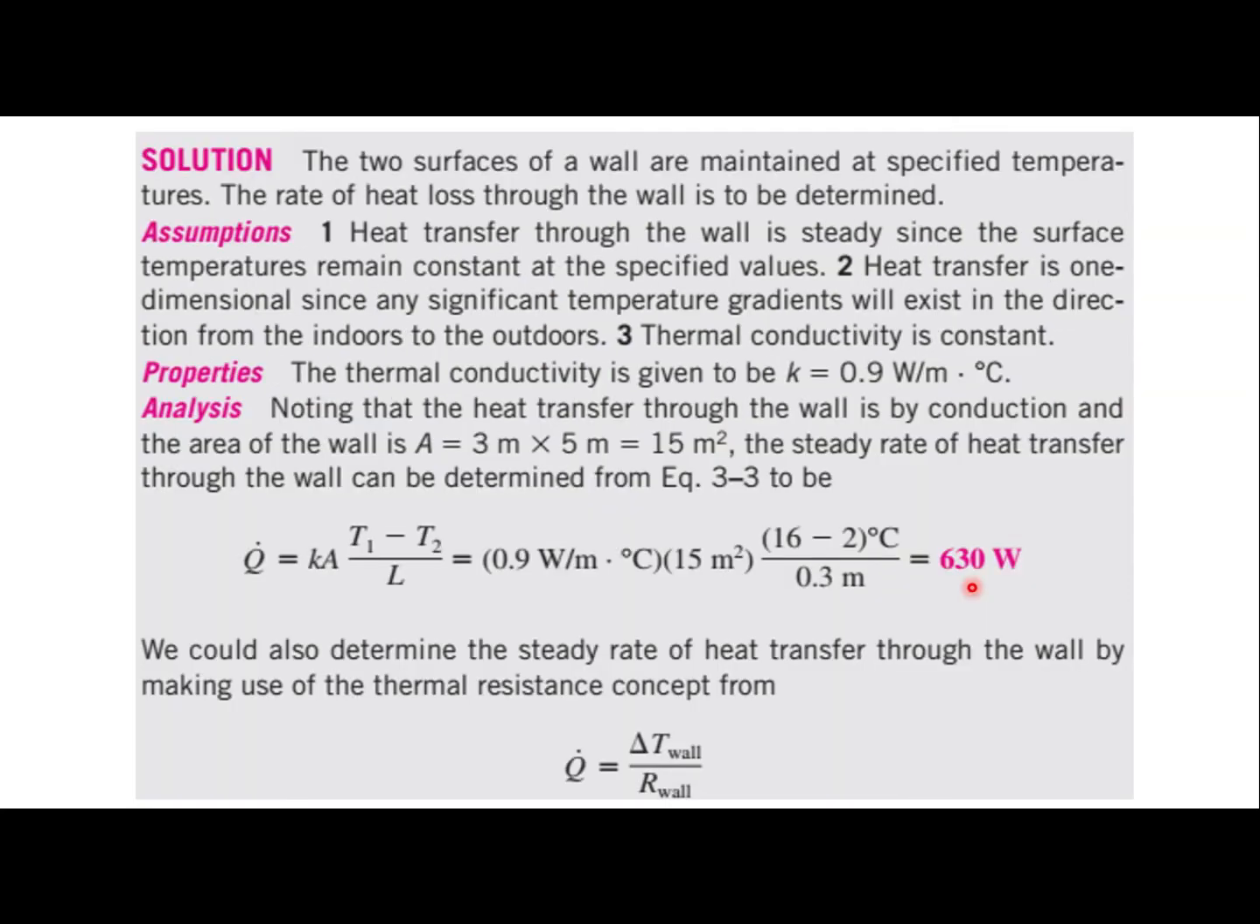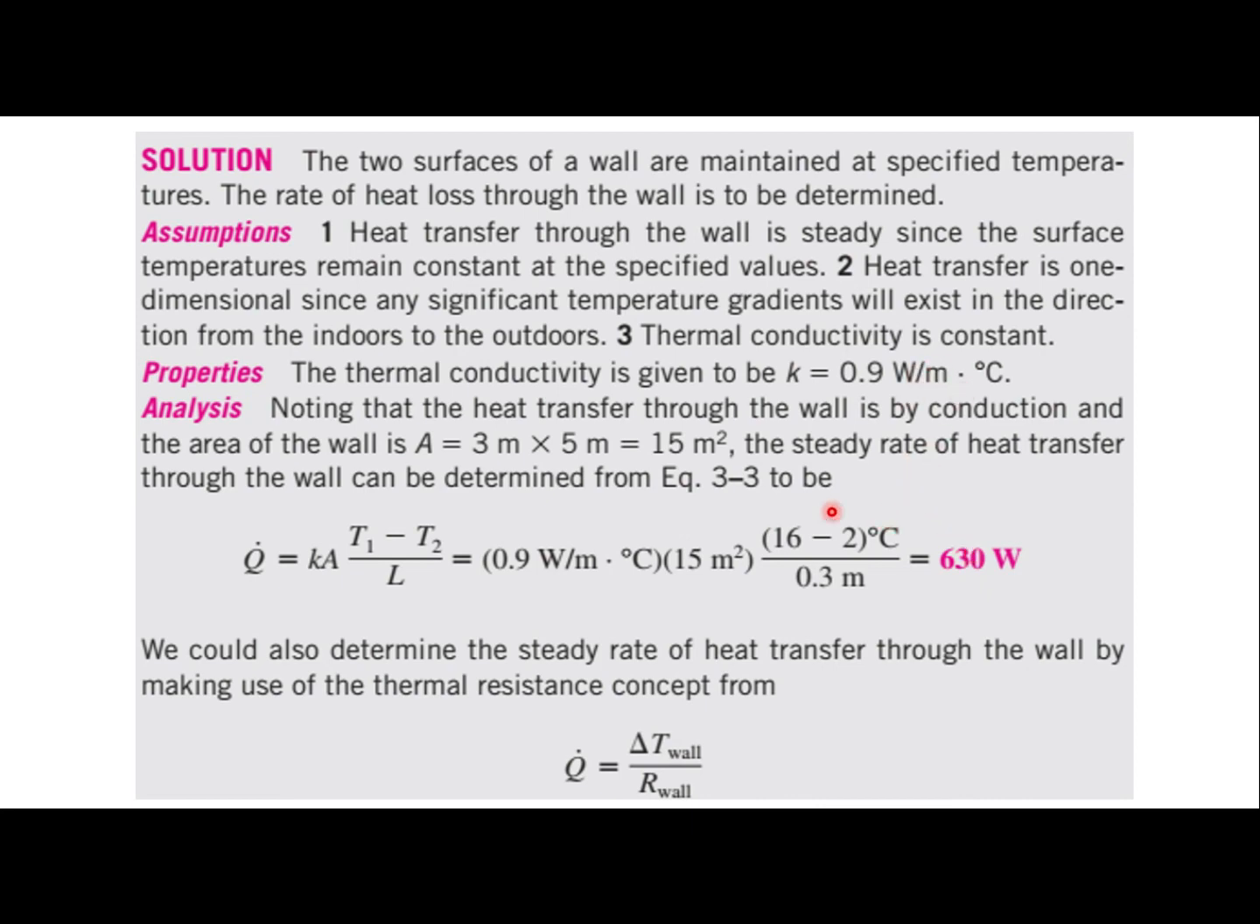First, the two surfaces of the wall are maintained at specified temperatures. The rate of heat loss through the wall is to be determined. We have to take certain assumptions in order to solve the question. The first one is that the heat transfer through the wall is steady, since the surface temperatures remain constant at specified values. Number two, the heat transfer is one-dimensional, since any significant temperature gradient will exist only in the direction from the indoors to the outdoors. Number three, the thermal conductivity is constant. We have the value of thermal conductivity, which is given in the question statement, that is 0.9 watt per meter per degree centigrade.